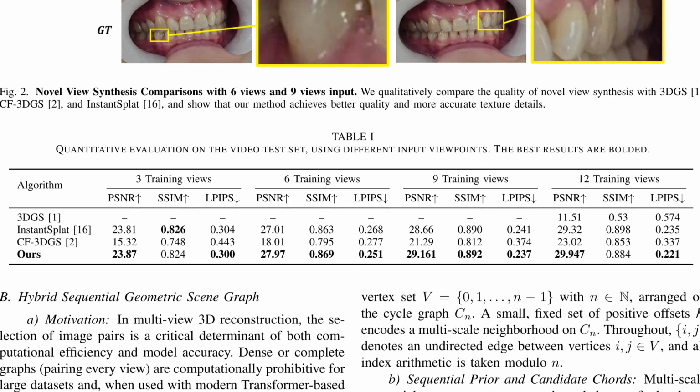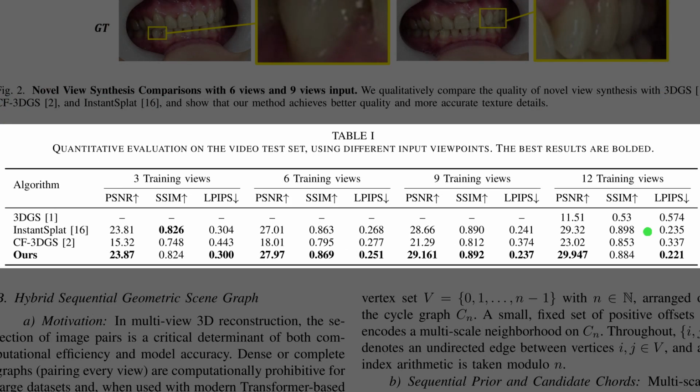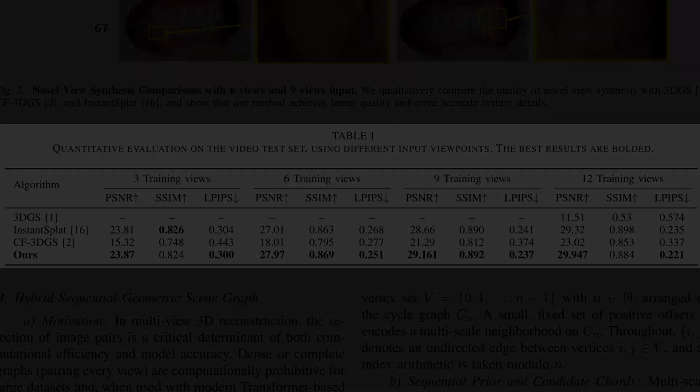The previous figure showed visual quality differences, and Table 1 now backs that up with numbers across different counts of training views. The table reports PSNR, SSIM, and LPIPS for 3, 6, 9, and 12 training views. Ours consistently matches or slightly beats Instant Splat on PSNR and SSIM, while achieving the lowest LPIPS. The gains are especially clear at 9 and 12 views, where ours delivers both sharper and more perceptually faithful reconstructions.